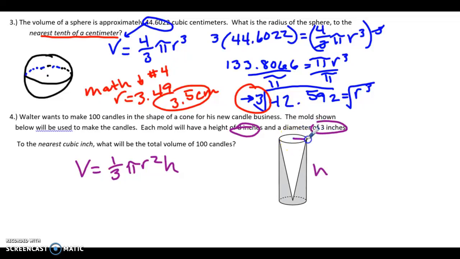Just make sure that you're not using the whole diameter. You're using the radius of 1.5 instead. At the end, they want you to find to the nearest cubic inch the volume of 100 candles, so just multiply your answer by 100.